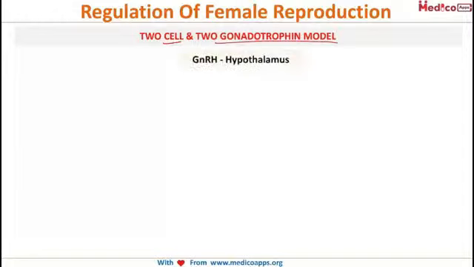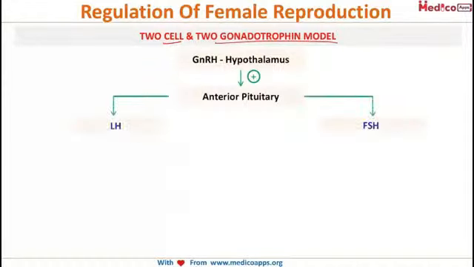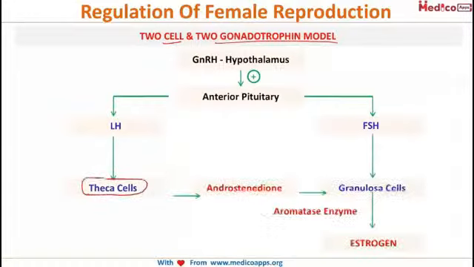The gonadotrophin releasing hormone, which is released from the hypothalamus, we all know that it activates the anterior pituitary. From the anterior pituitary we have two important hormones that are released. These are the luteinizing hormone and the follicle stimulating hormone. Now where do each of them act? The luteinizing hormone acts on the Theca cells and the follicle stimulating hormone acts on the Granulosa cells.